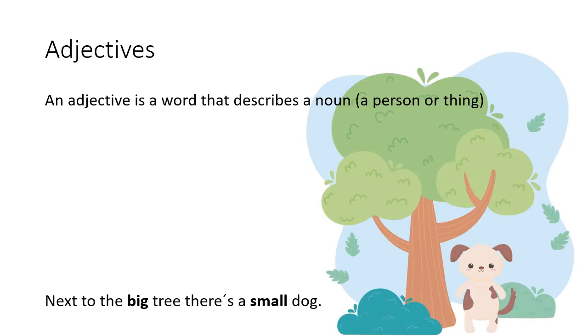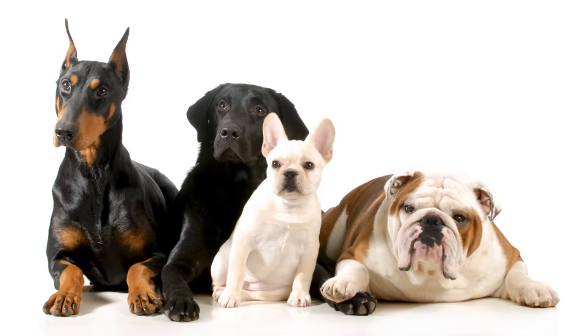This is especially important when there are maybe 2 dogs, or 3, or 4. Look at these 4. Now imagine I say, point at the dog. You don't know which dog I'm talking about. But if I say, point at the small white dog, suddenly you know exactly which dog I mean.